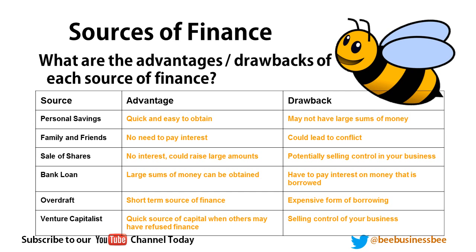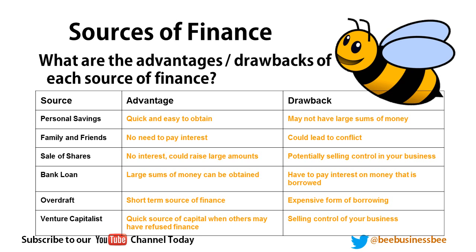Okay, let's have a look at some of the answers. So personal savings are quick and easy to obtain. However, a drawback could be that you don't have access to the large sums of money that you need. Family and friends, the obvious advantage, you don't need to pay them any interest. However, a drawback could be that it could lead to potential conflict if you fall out over this.